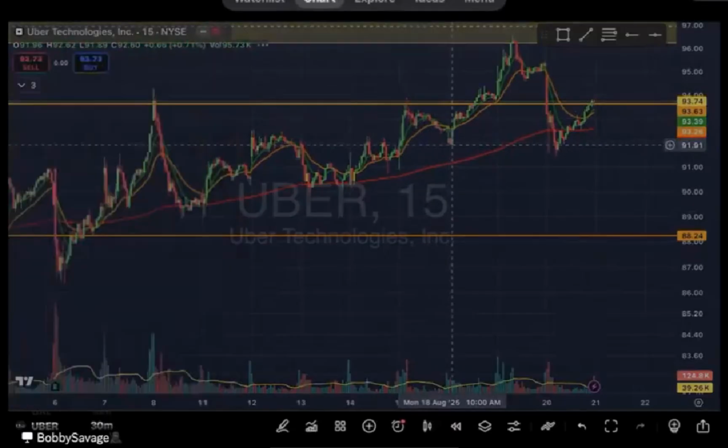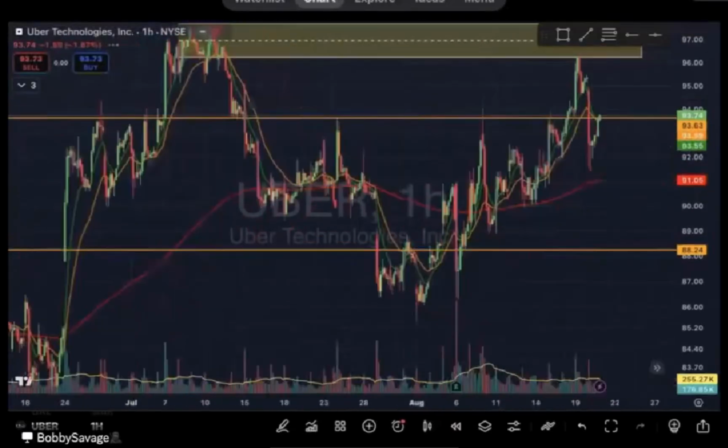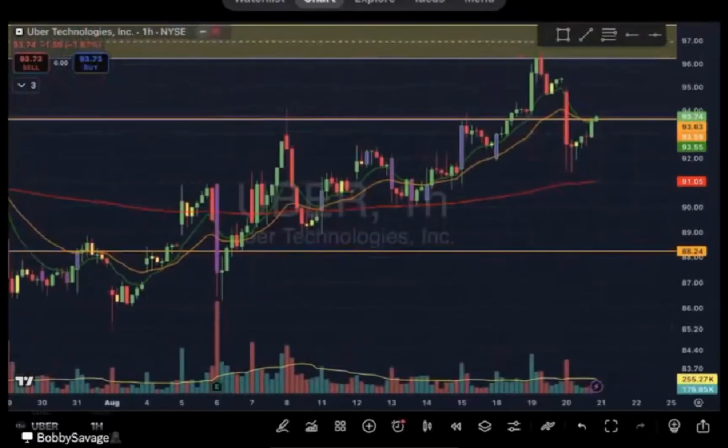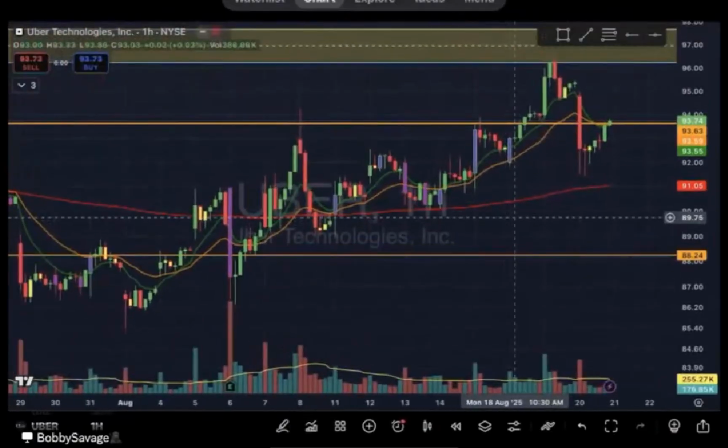Let's go to the hourly. Nell asked, are inside candles to the right of an engulfing candle? Yes, they are. So Nell was asking if inside candles are to the right of the engulfing candle, and I was saying yes, they are. But no, it was to the left.